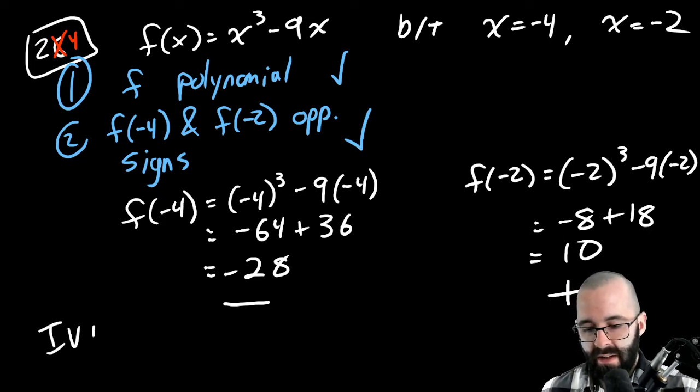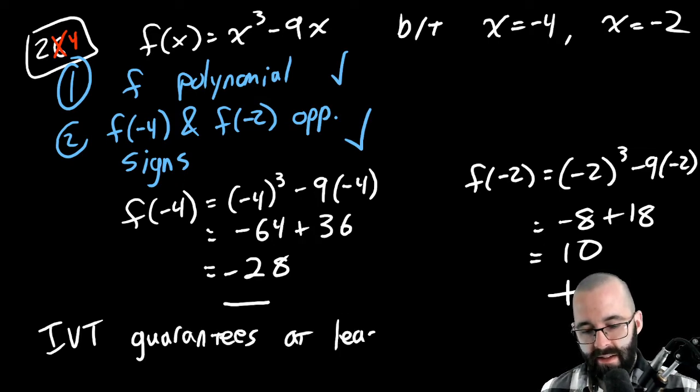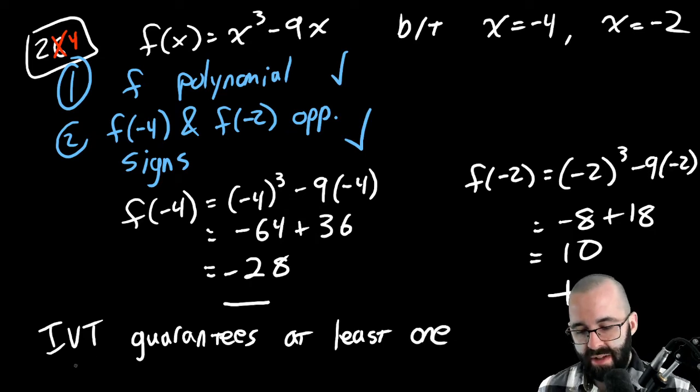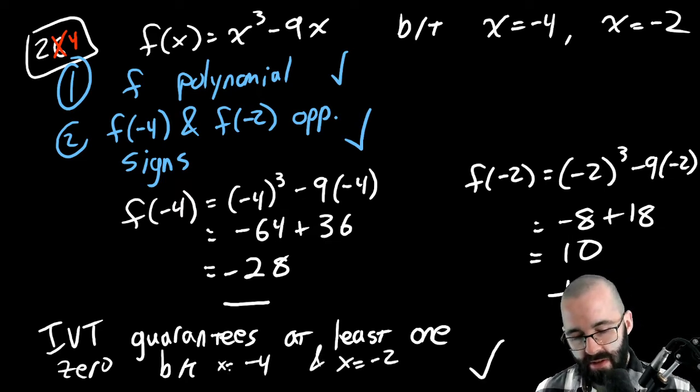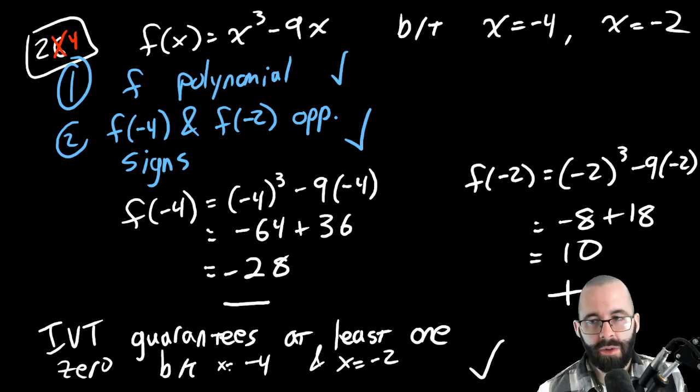So IVT guarantees at least one x-intercept, 1, 0, between negative 4 and x equals negative 2. Ta-da! That's how you use the intermediate value theorem.